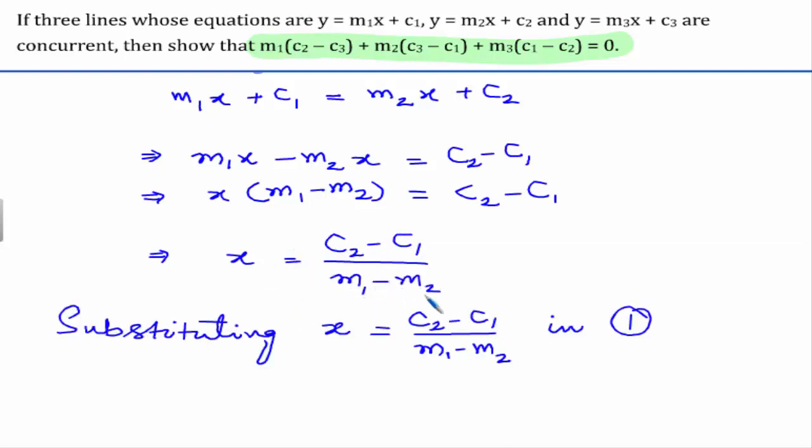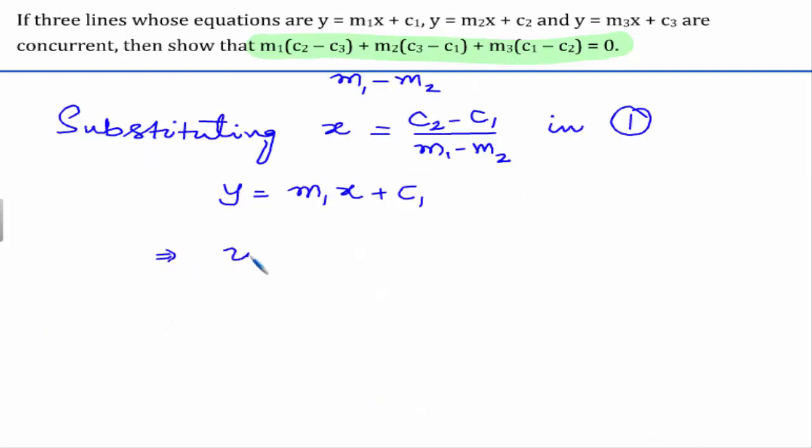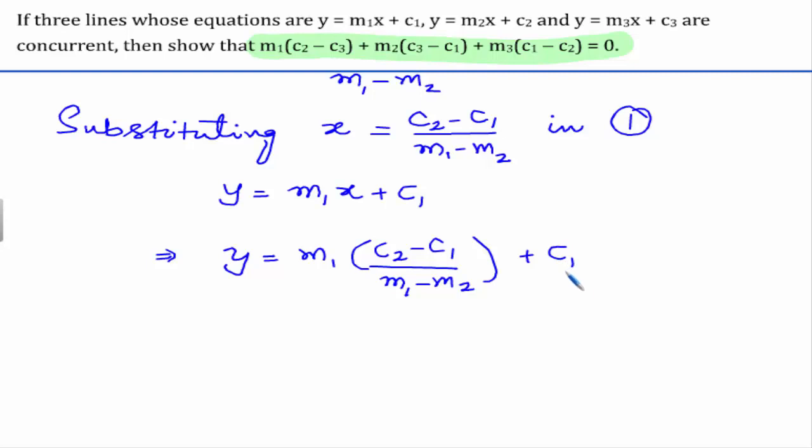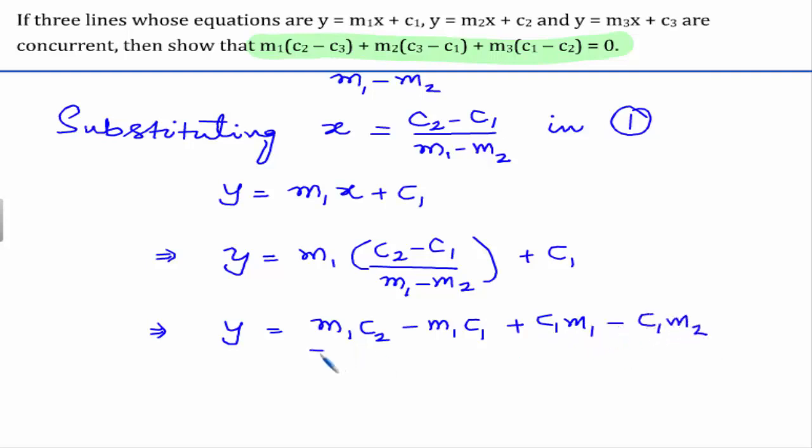Now let us substitute the value of x in the equation 1. So the equation 1 is y is equal to m1x plus c1. That will give us y is equal to m1 into c2 minus c1 by m1 minus m2 plus c1. This is y is equal to m1 c2 minus m1 c1 plus c1 m1 minus c1 m2 by m1 minus m2.